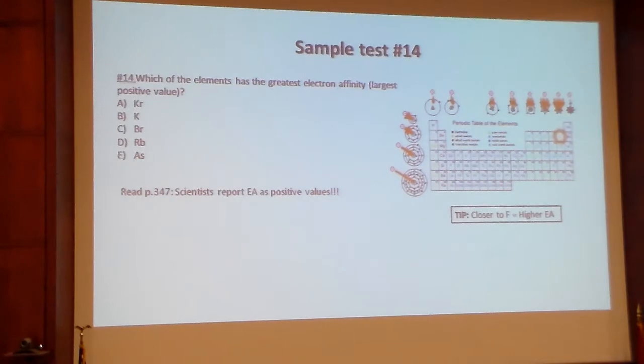If you don't have a test, I'm asking you, sample test number 14. What is the answer? Which one? C, bromine, okay? How do you know that? Closest to fluorine, higher EA. Who's the closest? Bromine is the closest. Alright, so bromine is the answer.